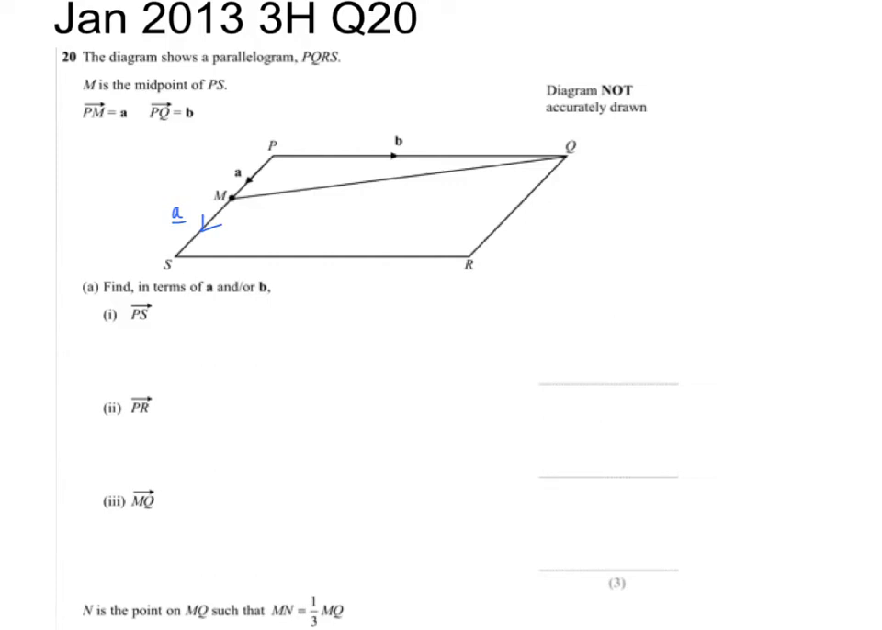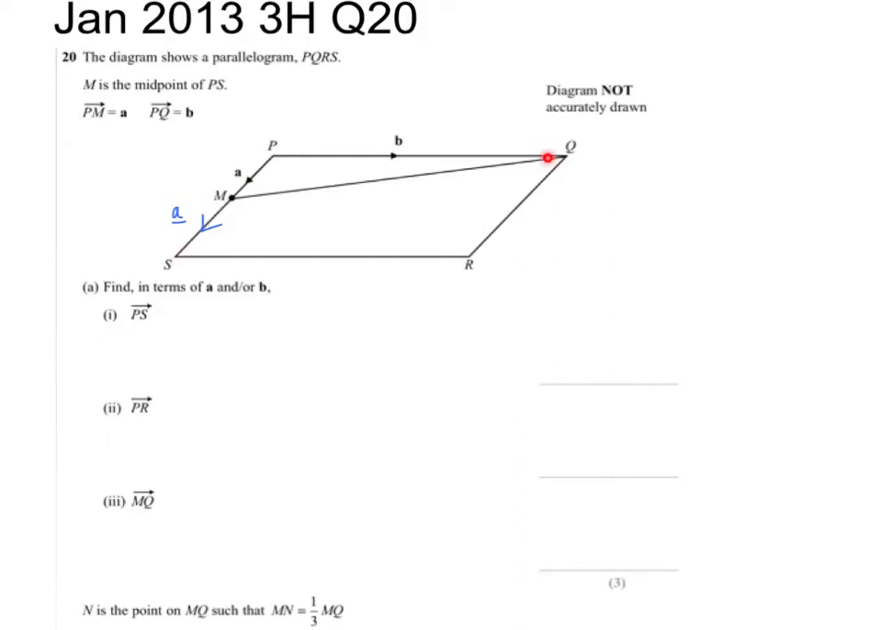So the first thing I'm going to do is try to put as much of the information that I've got as possible onto my diagram. So the diagram shows a parallelogram. Okay, that's interesting to note. M is the midpoint of PS, so in fact this diagram really isn't drawn to scale. The distance PM and the distance MS should be the same, and it actually means that if PM is vector A, then so is MS, so I've labelled that on.